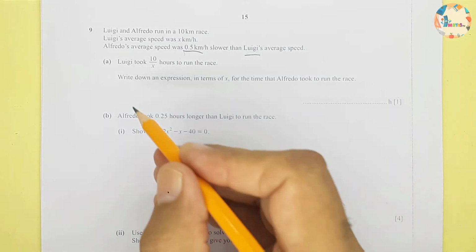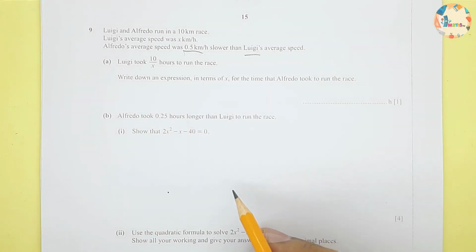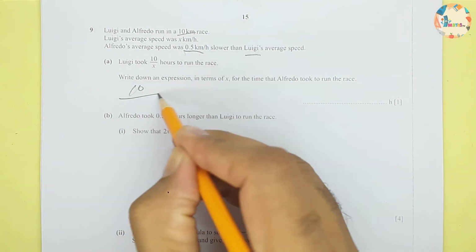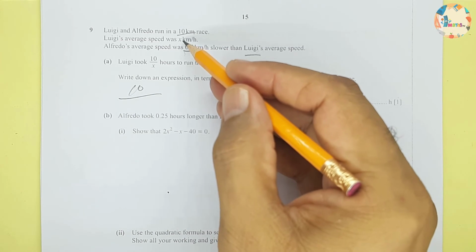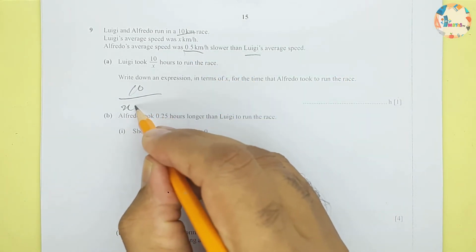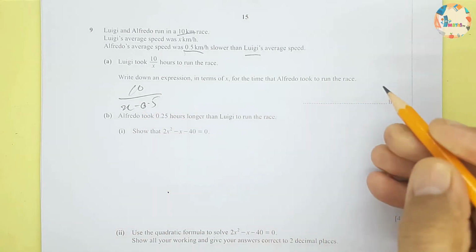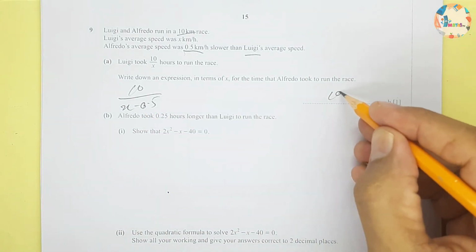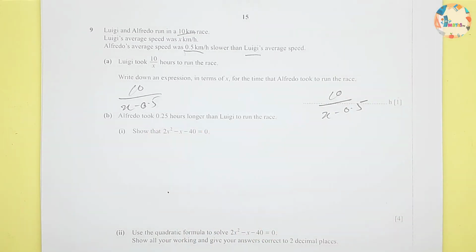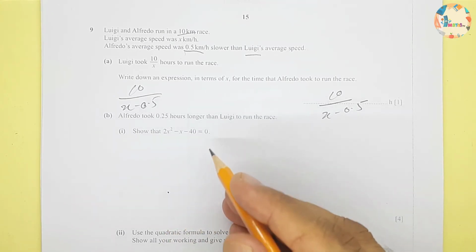It will be basically distance divided by speed, and distance is 10 kilometers, so it will be 10 divided by x kilometer, and this is slower than this, so x minus 0.5. So this will be our answer, 10 divided by x minus 0.5. Alfredo took 0.25 hours longer than Luigi to run the race. Show that this is equal to this one.